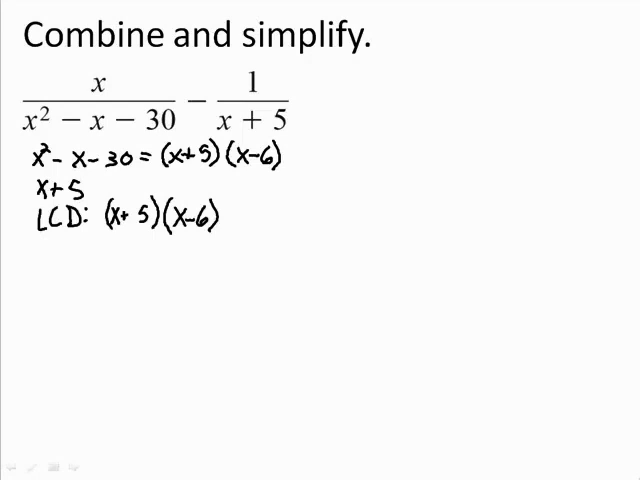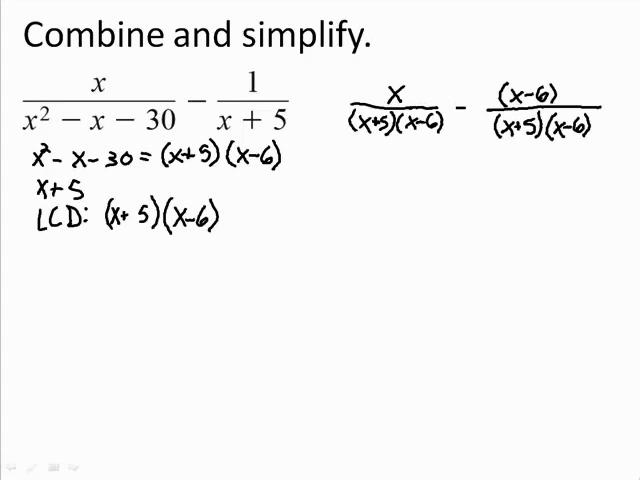Each fraction has to have this as its denominator. The first fraction already has this as its denominator, so you do not need to multiply it by anything. Multiply the second fraction by the quantity x minus 6 divided by the quantity x minus 6. X divided by the quantity x plus 5 times the quantity x minus 6, minus x minus 6 divided by the quantity x plus 5 times the quantity x minus 6. Now that both fractions have the same denominator, subtract the numerators.